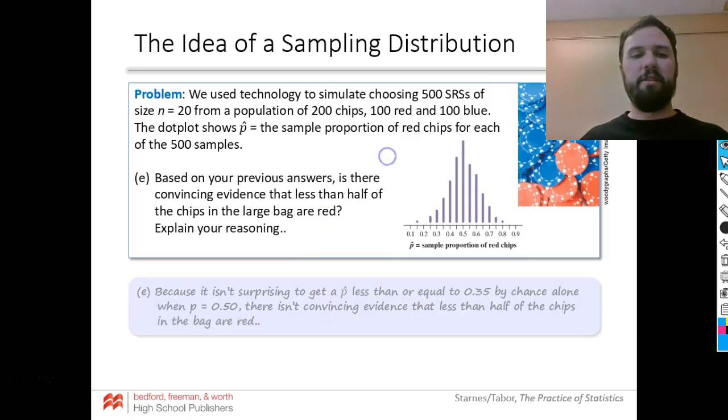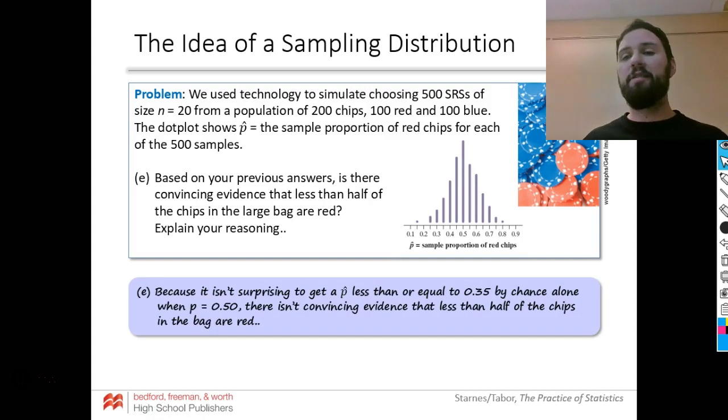So is there convincing evidence? No. Because it's not surprising that you have a 0.35 proportion alone when p is 0.50. So there is not convincing evidence that she's a dirty, no good liar.